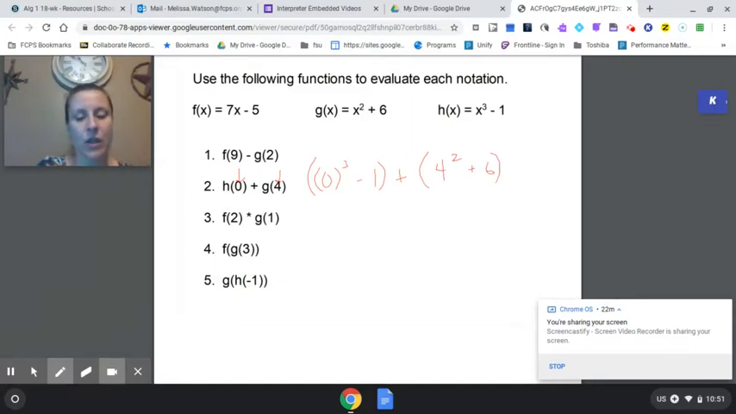0 to the third power, that means 0 times 0 times 0, which is still 0, minus 1, that gives me negative 1. And we're adding that to 4 squared. 4 times 4 is 16. 16 plus 6 makes 22. Again, we're adding those two values together, so negative 1 plus 22 gives me 21.